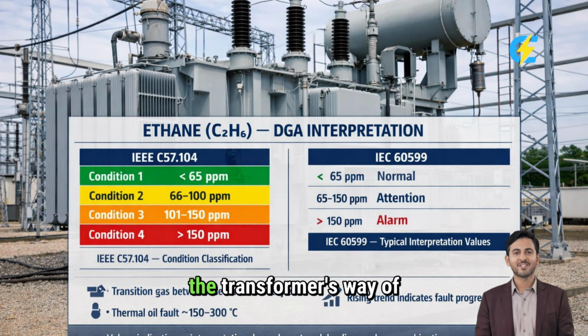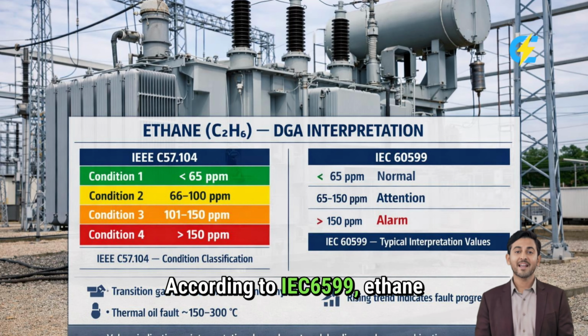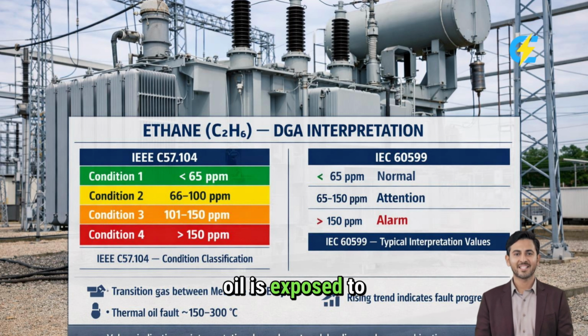Think of ethane as the transformer's way of saying, this is no longer just starting. This is confirmed thermal stress. When you see ethane rising in your DGA reports, the heating inside your transformer has moved beyond the initial stages. It has become sustained and, more importantly, it is increasing. According to IEC 60599, ethane is generated when transformer oil is exposed to moderate thermal stress. The temperature range we are talking about here is typically between 150 degrees Celsius and 300 degrees Celsius.